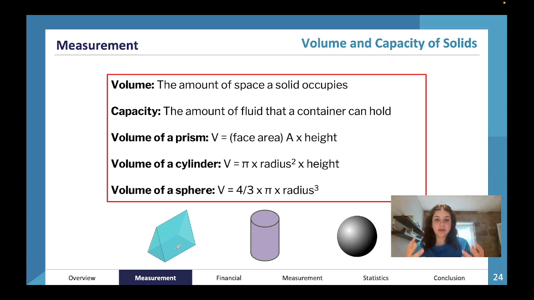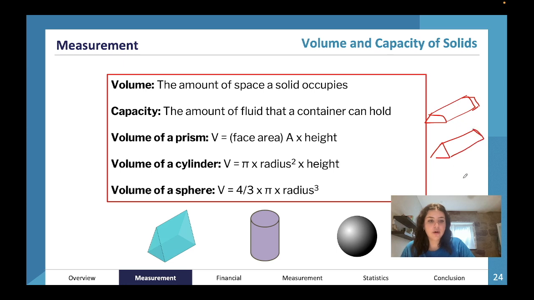So the volume of a prism. Prism, we're talking about what we were just talking about. So we've got our rectangular, that's a trapezoidal prism of some sort. We've got our triangular, we've got our prism that looks like this. Something like that. Then we have, so that's face area times height.